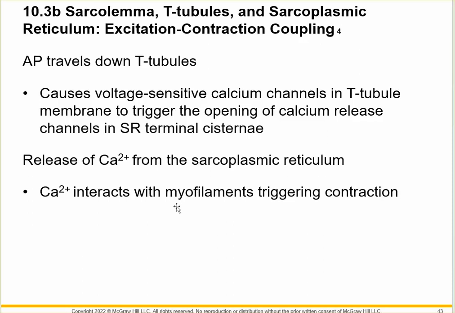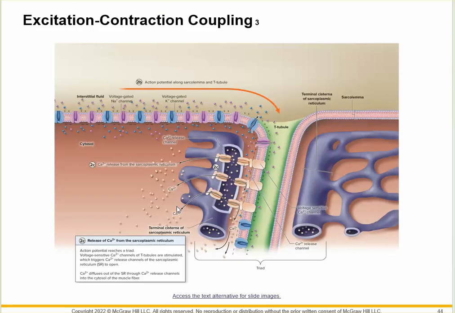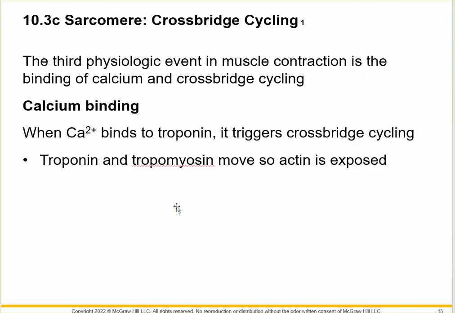Again, the action potential goes down the T tubules, causes the calcium channels of the sarcoplasmic reticulum to open. Calcium is released, and calcium interacts with the myofilaments, and it triggers contraction. Okay, I'd like to stop right here, and we'll do the next video on how the calcium interacts with the thin filament and how the contraction happens.